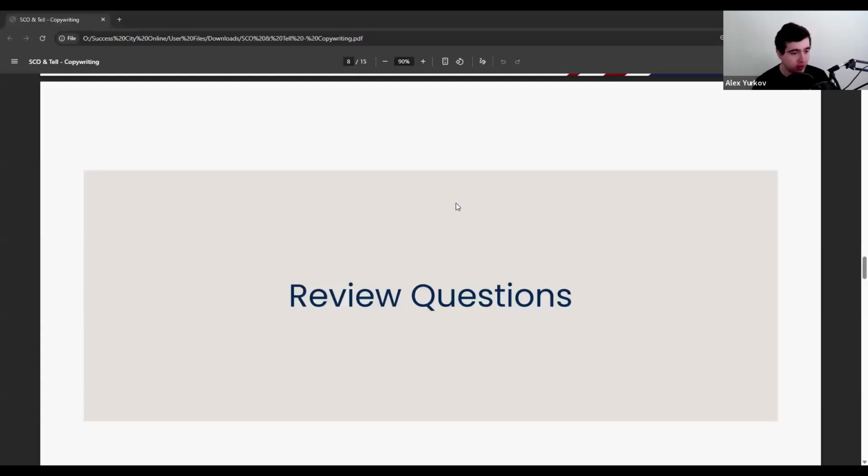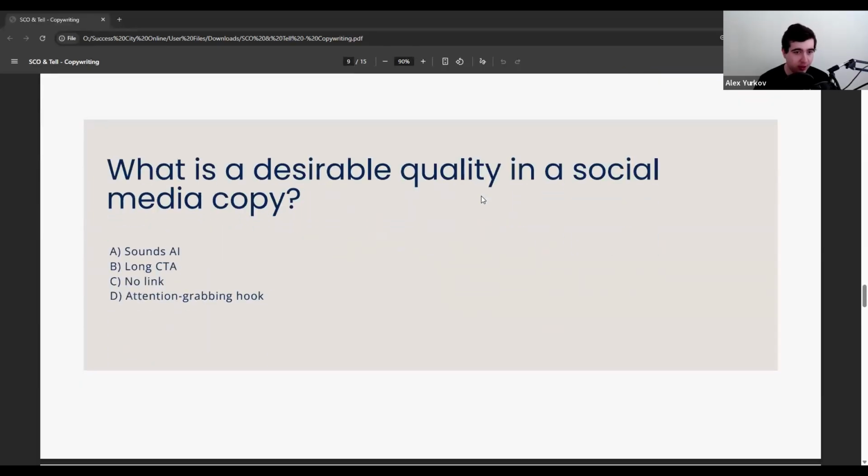So, review questions. Now we are going to be applying some of this information. This first question I have here: what is a desirable quality in a social media copy? Three of these are things we don't want. One of them is something we do want. Sounds AI, long call to action, no link, or attention grabbing hook. Maria, do you know the answer to this one? What is a desirable quality in a copy? Attention grabbing hook.